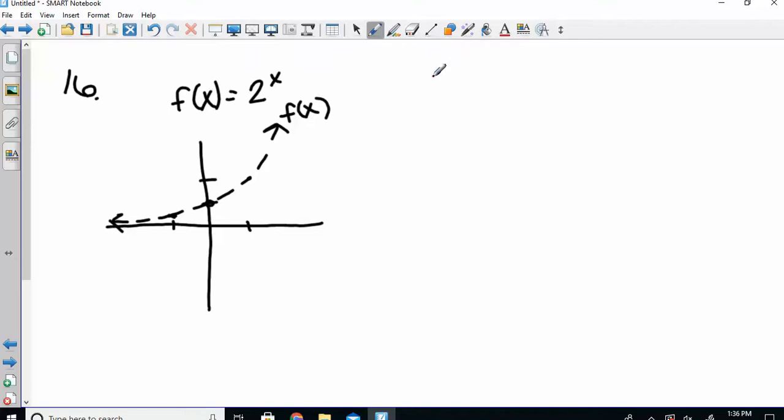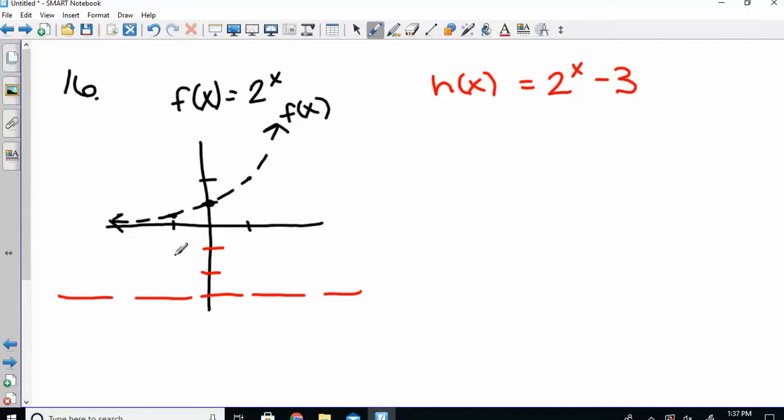I'm going to go ahead and do h of x on the same graph, because h of x is 2 to the x minus 3. What would the minus 3 do? When you move up or down, I would like for you to draw in the asymptote. So that would move down 3. And then you can just take each of those points down.